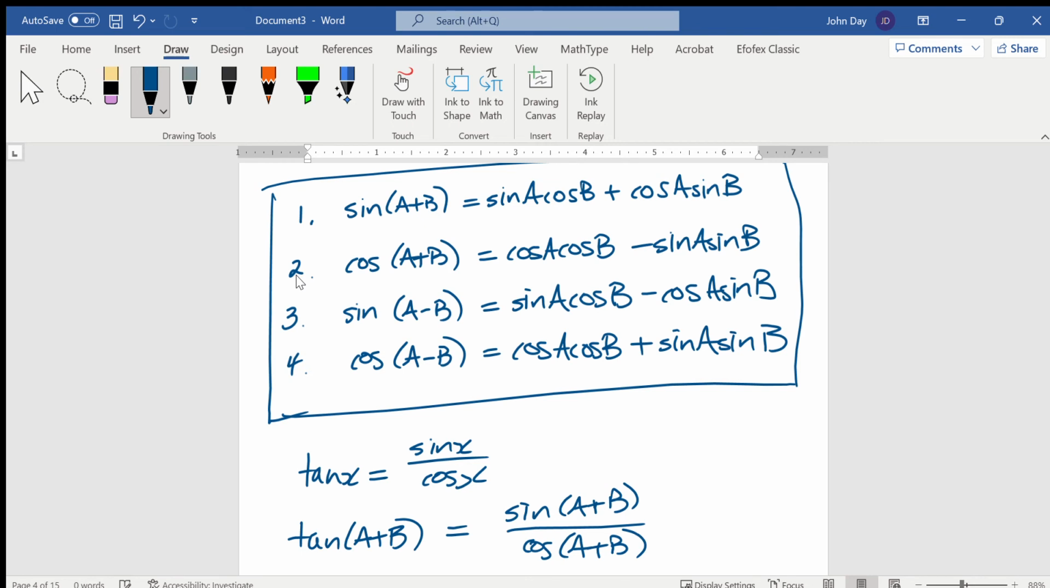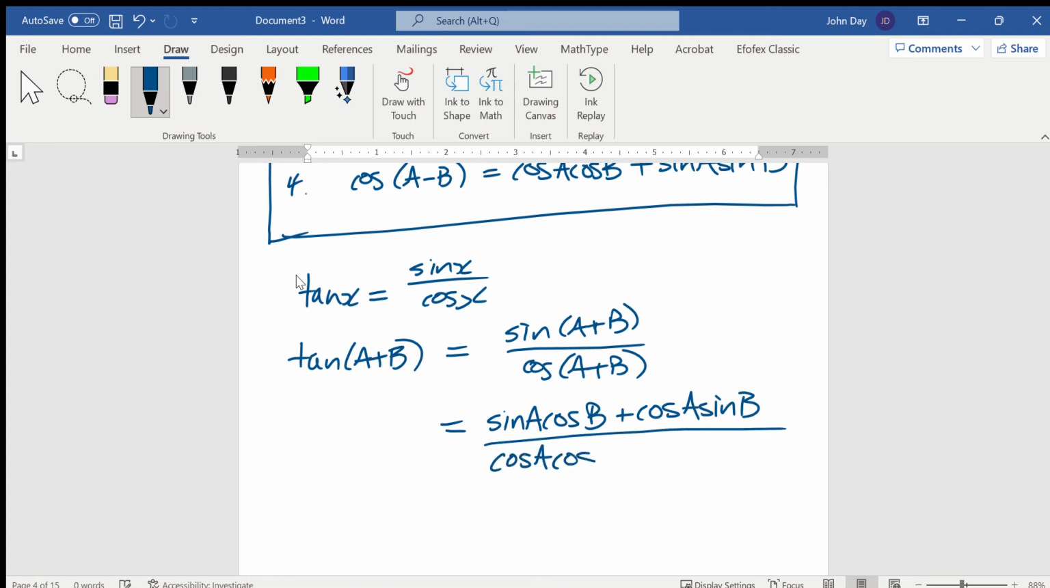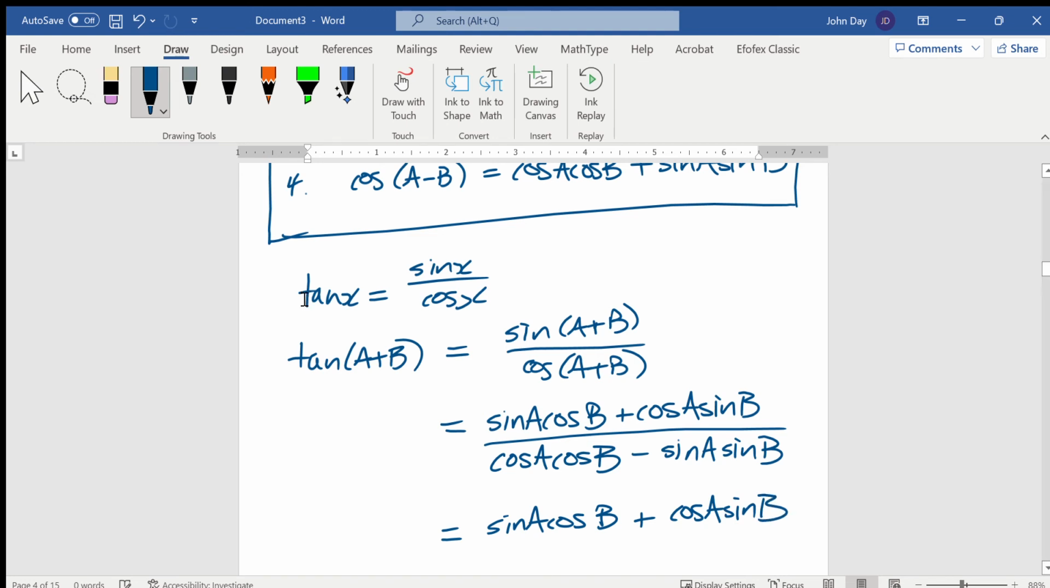So let's do that. Let's take numbers 1 and 2 and put the right-hand sides on top of each other in a fraction. So I'd be saying sine a cos b plus cos a sine b on cos a cos b minus sine a sine b. All right, so we need to end up with tan out of all this. So I'm just rewriting this to give myself a little bit of room.